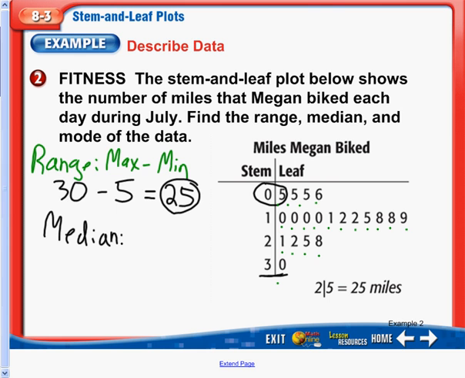So going back here, we got 1, 2, 3, 4, 5, 6, 7, 8, 9, 10, and 11 are our 2 middles. They're both the same number: 2 is our leaf, 1 is our stem, so that means our number is 12. So our median is 12. We don't need to average 12 and 12 because they're the same number. If you got 12 on 2 tests, your test average would be 12.